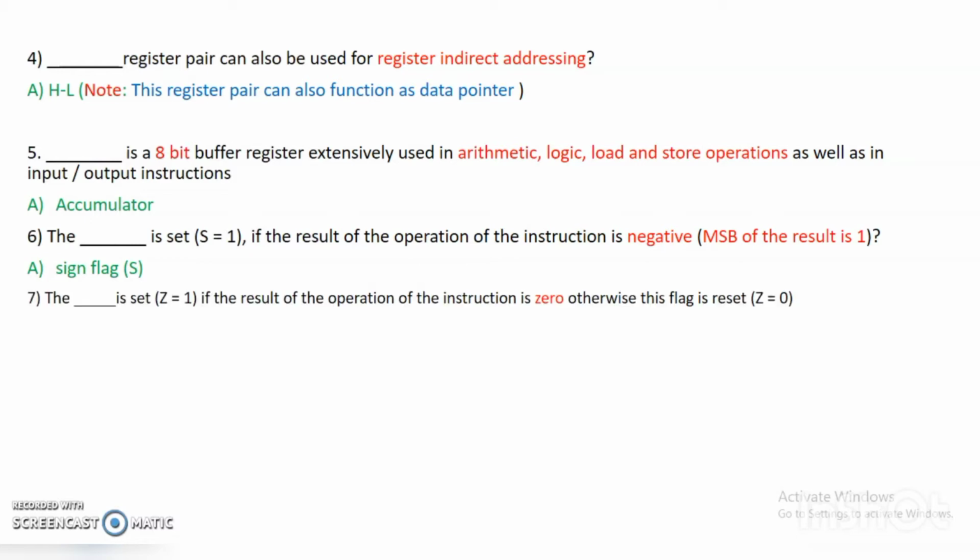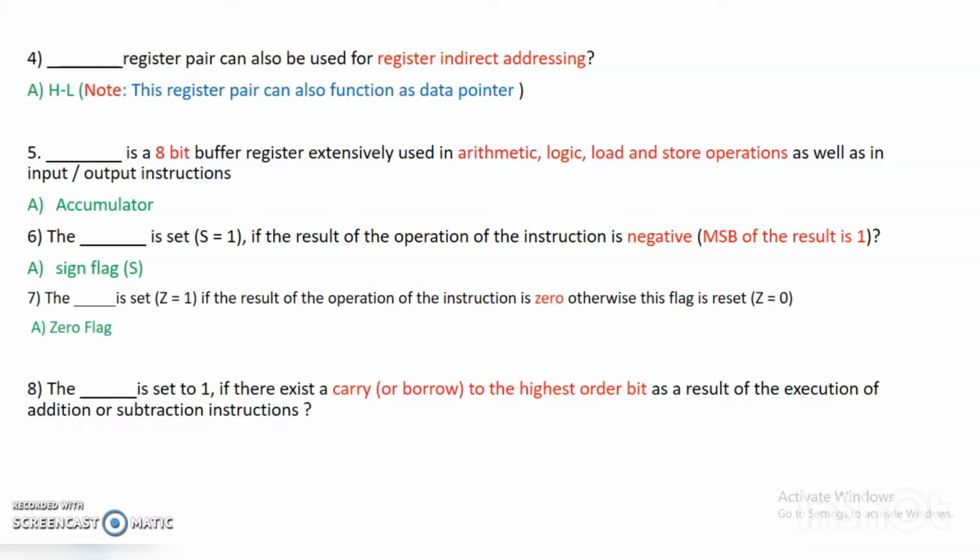Bit number 7. Dash is set if the result of the operation of the instruction is 0, otherwise the flag is reset. So the answer will be zero flag. Whenever you're performing any arithmetic operations, if the result of the operation is 0, then the zero flag will be set to 1. If it is not 0, it will be set to 0.